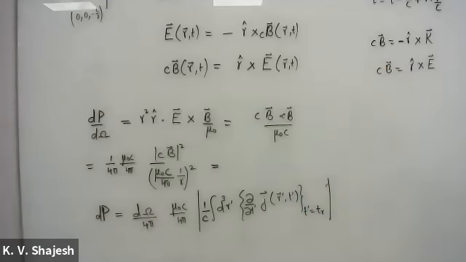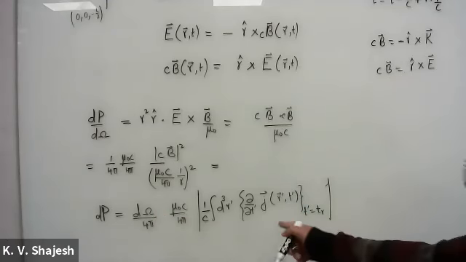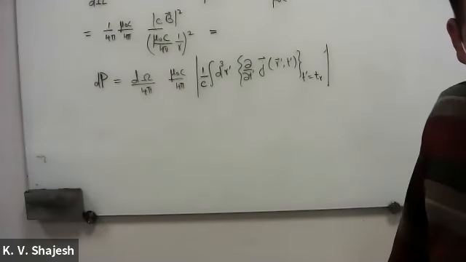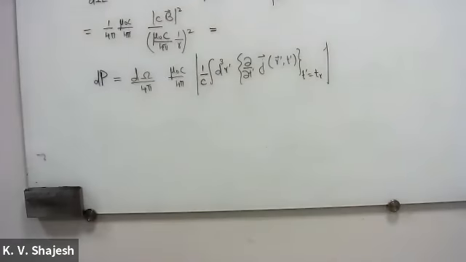So this will be called the angular distribution of the power. We calculated the quantity in the square bracket. Let me write that down. Refer back to last lecture's notes.